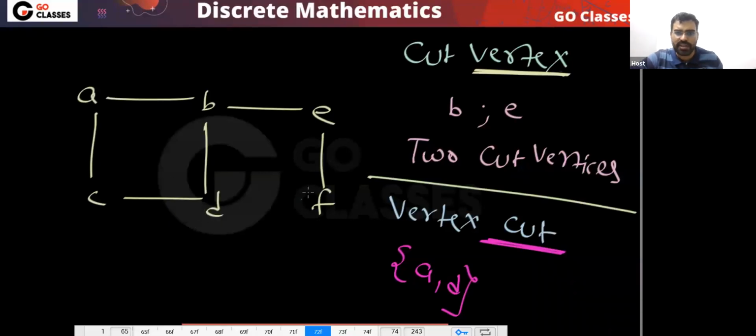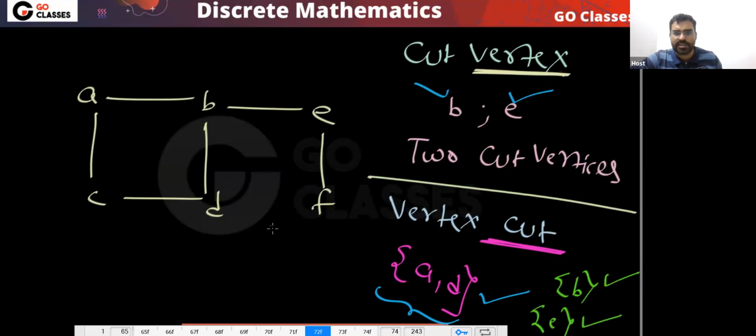So did you understand the difference? Please tell me. So this is a vertex cut. Here this is a cut vertex, this is a cut vertex. And this whole thing is a vertex cut. I can say this is also a vertex cut. Is the difference clear?